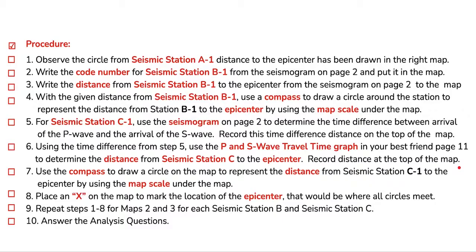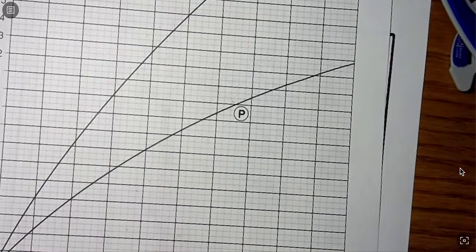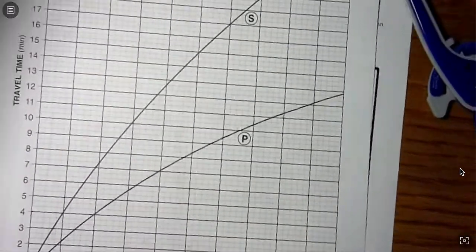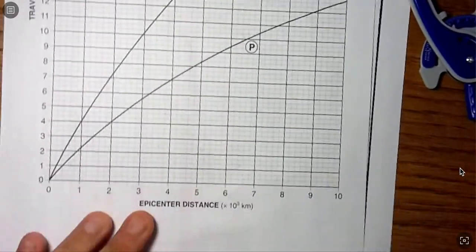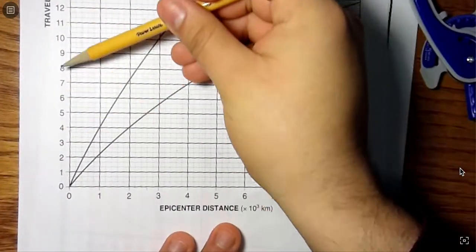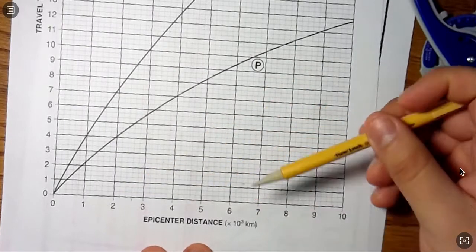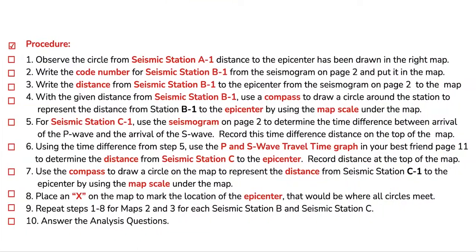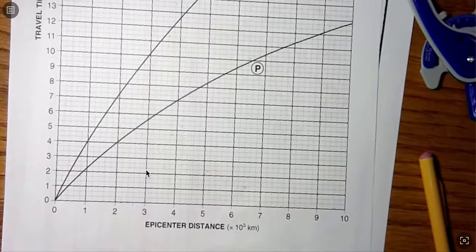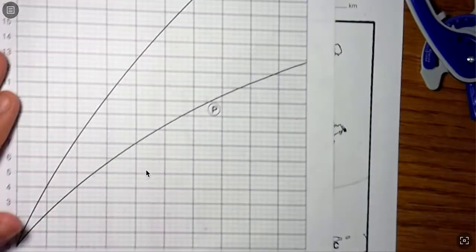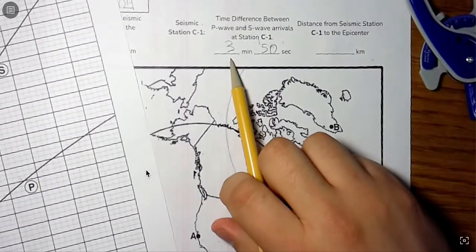Okay, so now we have to use the Best Friend, page 11, which looks like something like this. Notice that on page 11, you have the travel time on the y-axis and the epicenter distance on the x-axis. We have that here, and notice that it's asking you to use that graph to determine the distance. So we need to find the distance, but we have the time because we determined that the time was 3 minutes and 50 seconds.